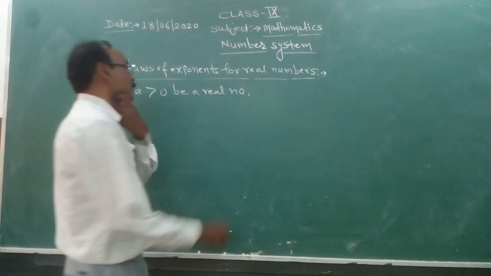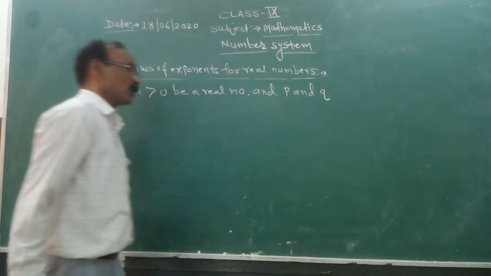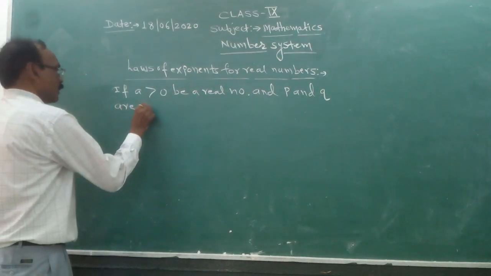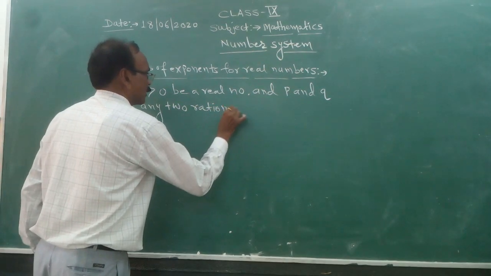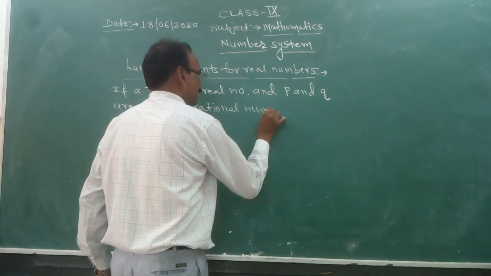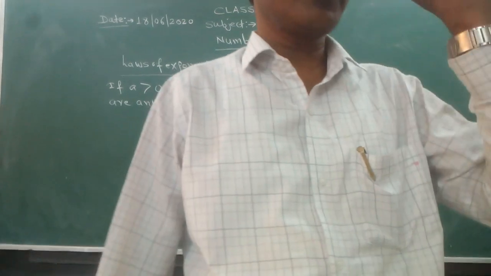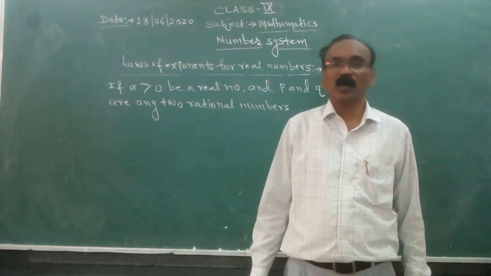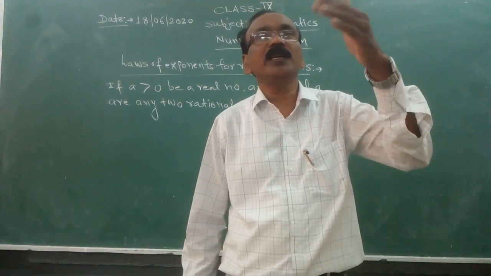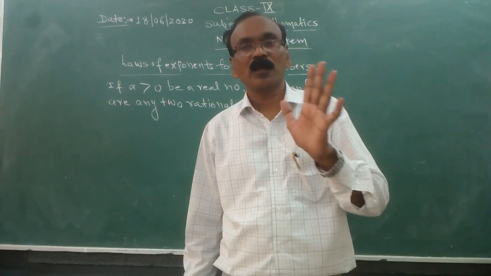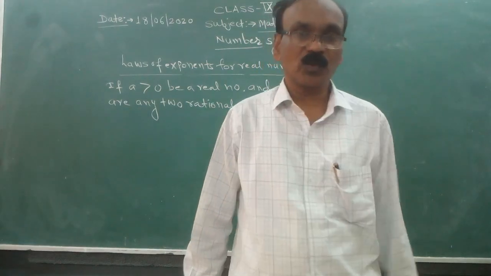And p and q are two rational numbers. ये क्या है? रैशनल नंबर्स है. P और Q रैशनल नंबर्स है. रैशनल नंबर किसे कहते हैं? If p and q are any two integers, then the number in the form of p upon q is called a rational number, provided q should not be 0, denominator should not be 0.